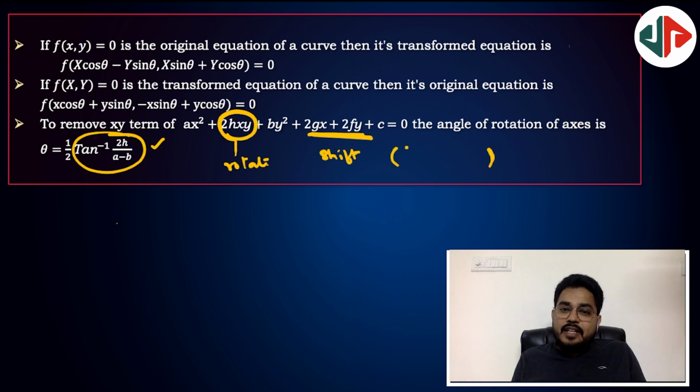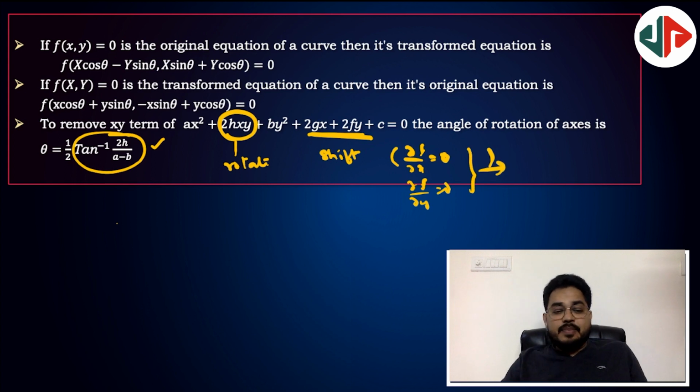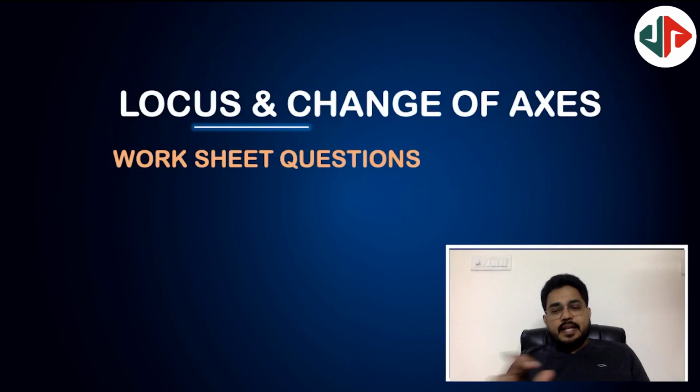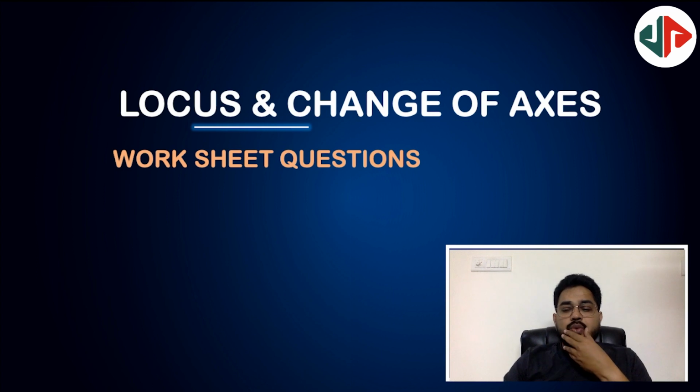What is that one? You can write dou f by dou x is equal to 0 and dou f by dou y is equal to 0. And what is the point that is going to come? hf minus bg by ab minus h square and everything. Okay? So to eliminate the xy term and to eliminate the x and y terms are two different things. Let us look at some of the questions from the chapter. Okay, mainly locus and change of axes. Okay, so let us look at what those are.